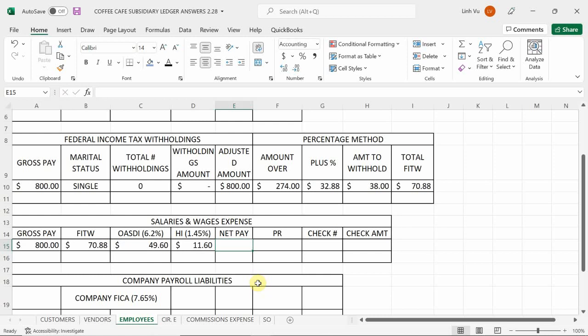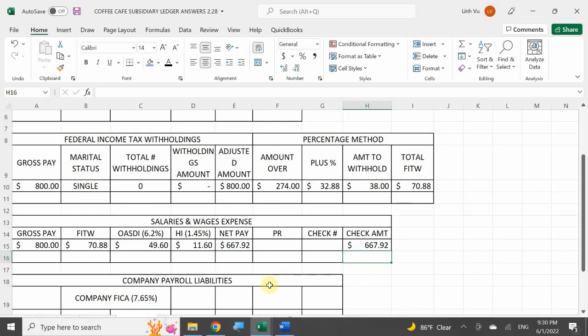So net pay is going to be her gross pay minus federal income tax, minus Social Security, minus Medicare. She's looking at walking away with $667.92. Okay? So in this case, we got to cut her a check. Now that is her earnings. So her check amount is going to be for the $667.92. So we need to cut her a check in the journal.